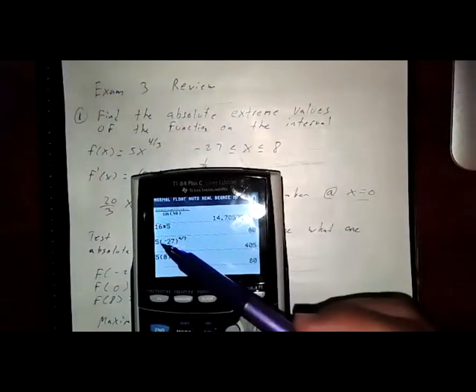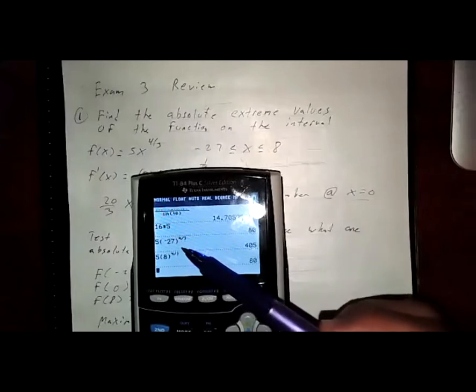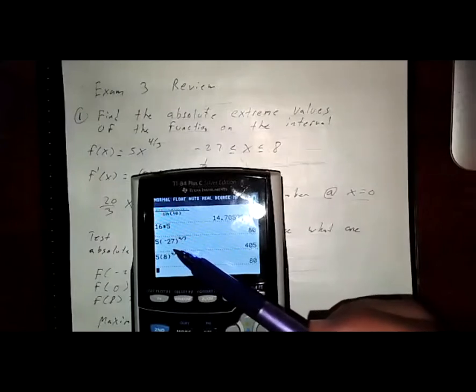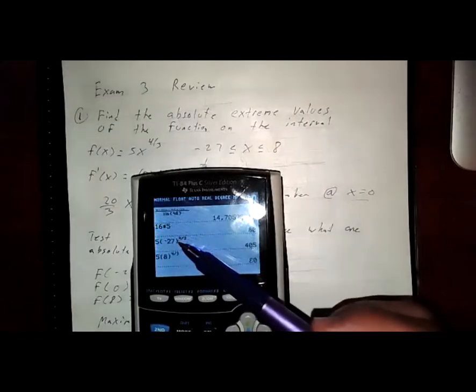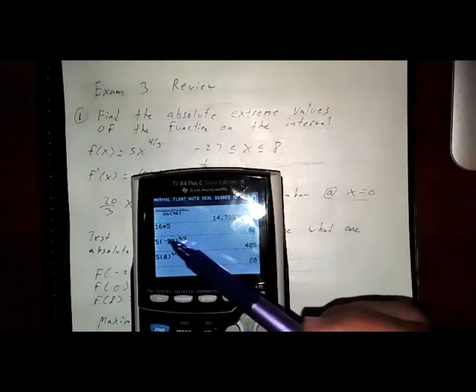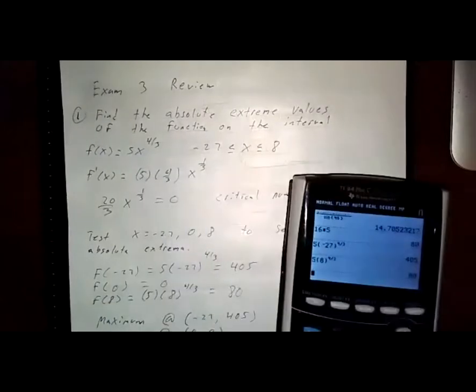Make sure you put parentheses: 5 times -27 to the 4/3. So you cube first, which gives you -3, and then -3 to the 4th would be 81. 81 times 5 would be 405.